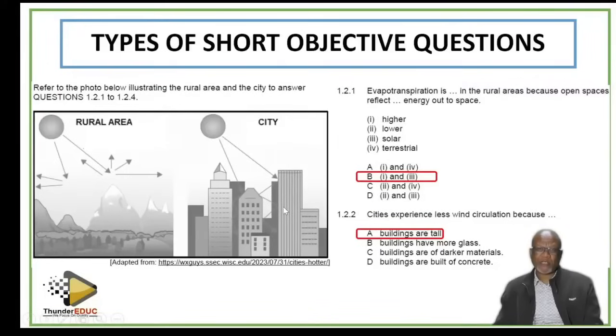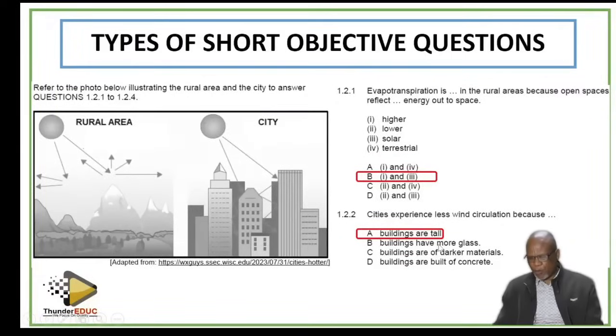Why do tropical cyclones die over the land? Because of high friction. So what do tall buildings do? Tall buildings reduce the wind speed. So the cities experience less wind circulation because of the tall buildings. So there is less wind circulation there.